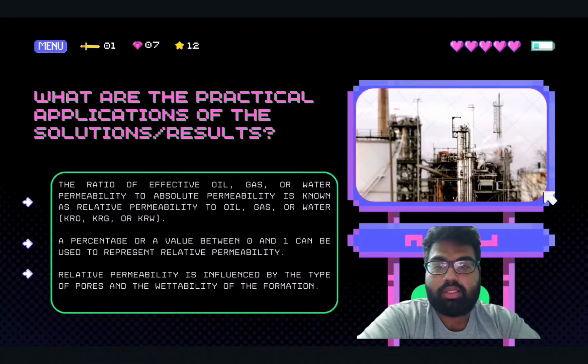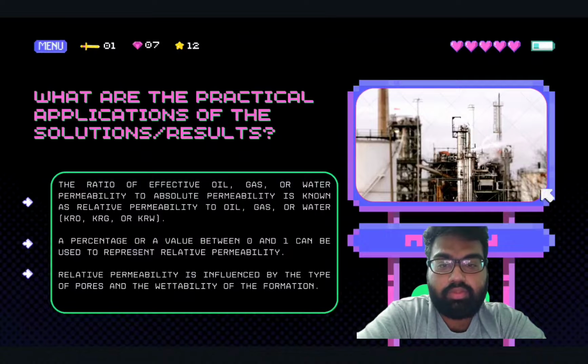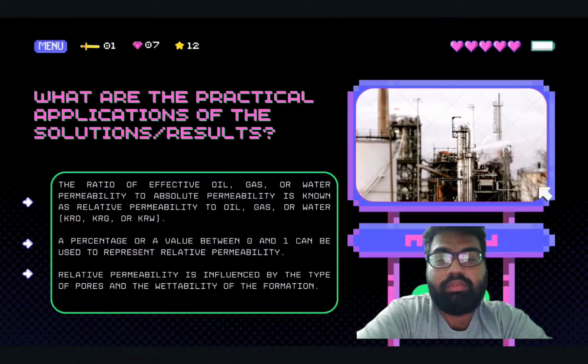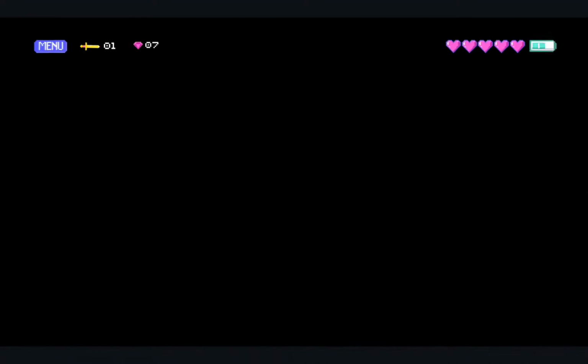Hello. The question asks what the practical implications of the solution and result are. As you can see, the ratio of effective oil, gas or water permeability to absolute permeability is known as relative permeability to oil, gas or water, defined as KRO, KRG or KRW. The value varies from 0 to 1 to represent relative permeability. Relative permeability is also influenced by the type of pores and the wettability of the formation.